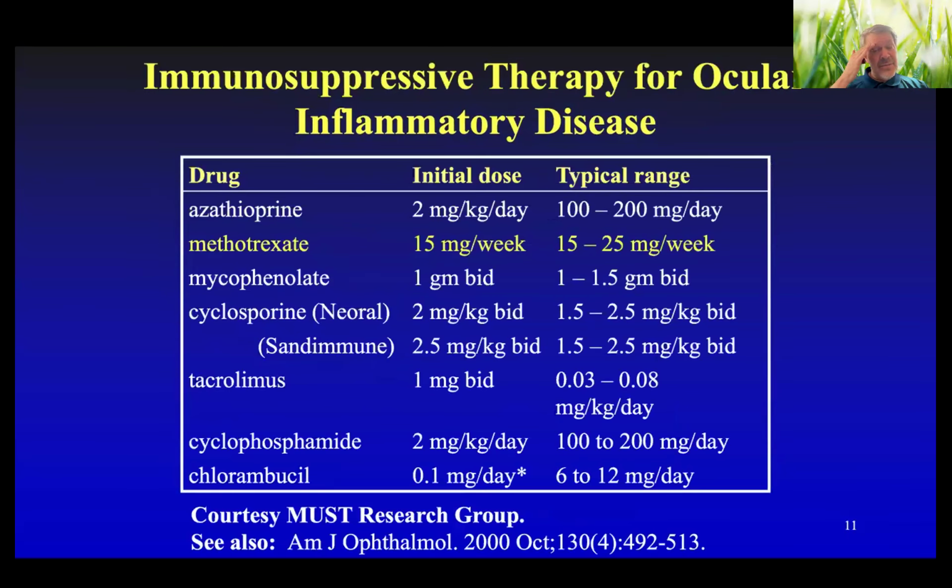And this is a summary slide that Doug Jabs made for the MUST group, based on this initial paper. And I think, though, that we've been wanting to go towards the top of the range in more recent years, maybe not for the alkylators, but for the other drugs, as much as tolerated, and then scale back. And so you saw in our case that we use 20 milligrams.